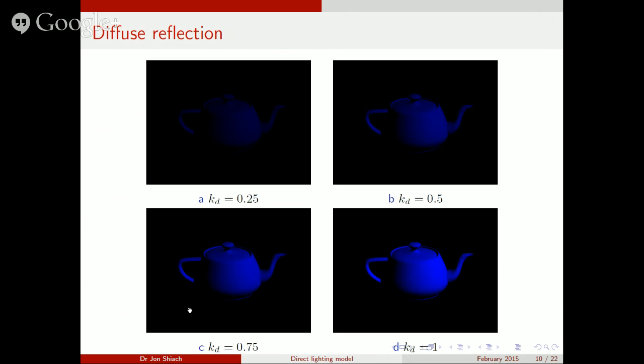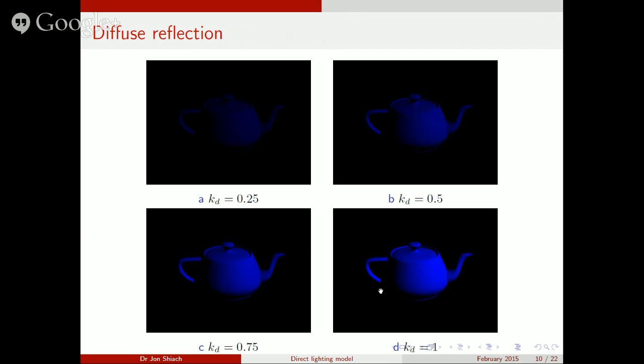KD goes between 0 and 1. When KD is 0, you've got no diffuse reflection, so the teapot would just look flat. When I've got a little bit of diffuse reflection, you can just start to make out a bit of shadow and a bit of brightness around here. When KD is a half, you see a bit more of the teapot, so the lit bit, the bit reflecting, is a bit bigger. As KD goes larger, in my opinion, you tend to almost wash out the teapot.